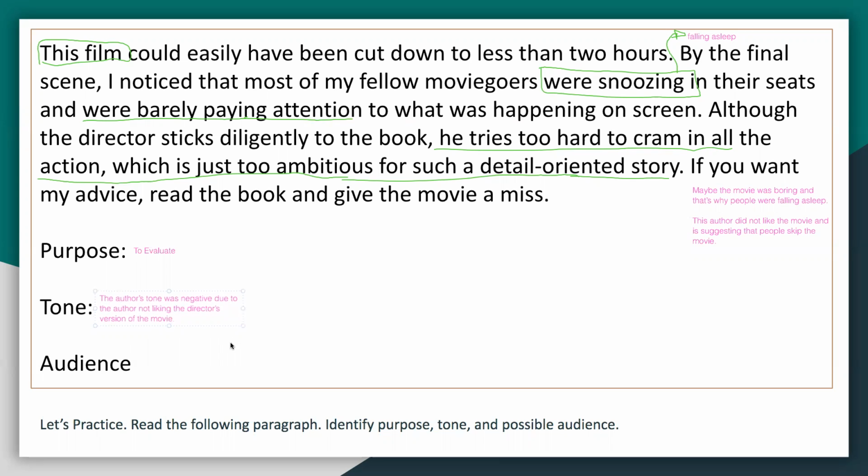So now I can consider who might be a good audience for this passage. I can see this passage showing up in the movie review section of a magazine or a newspaper. I can see movie critics submitting passages like this to help moviegoers identify which movies to go and see.